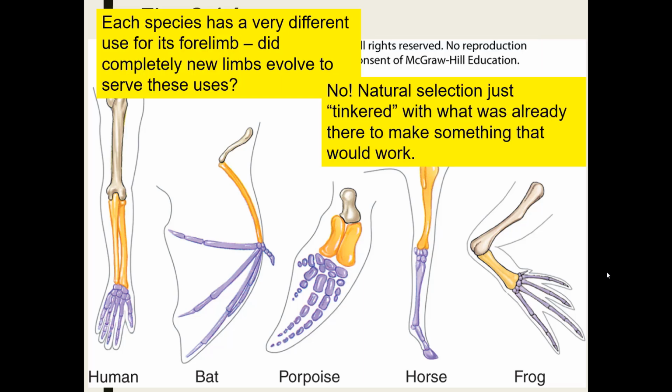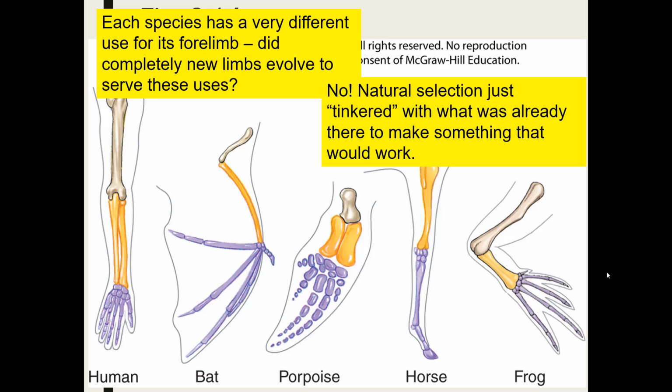And so, again, each species has a very different use for its forelimb. And so did completely new limbs evolve? You could easily look at an organism that lives in the water versus one that flies through the air or one that walks on land. And you could say, okay, well, there's a better way to build this forelimb based upon where we are. There's a very good engineering that could take place there, but that's not how it works. Even though they're all in very different environments, they all have the same underlying structure.